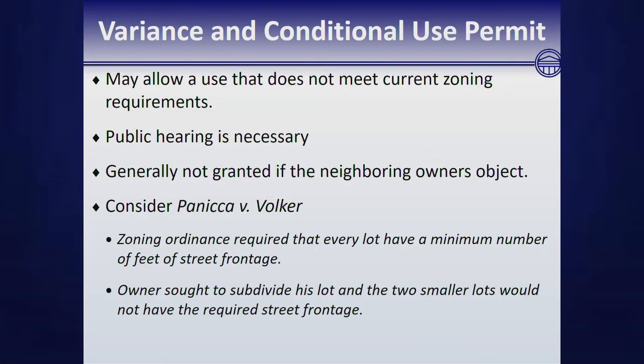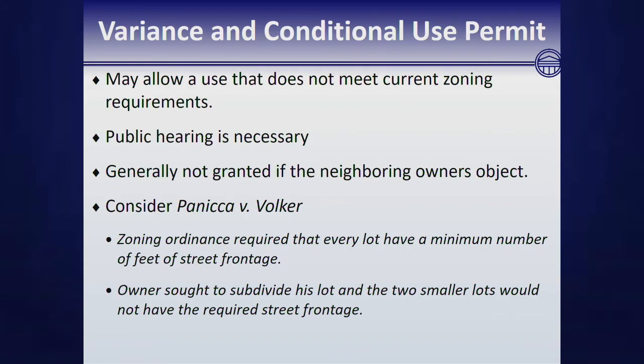Variances and conditional use permits. Virtually every time a zoning ordinance is enacted, some property owners are inconvenienced, and maybe they want to change the use of their land. Generally, owners may appeal and ask for something called a conditional use permit. This is also known as a variance, to allow a use that does not meet current zoning requirements.